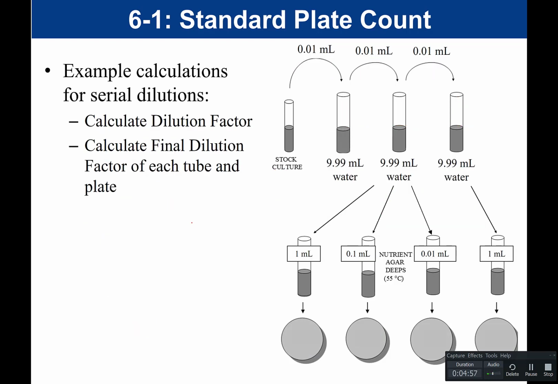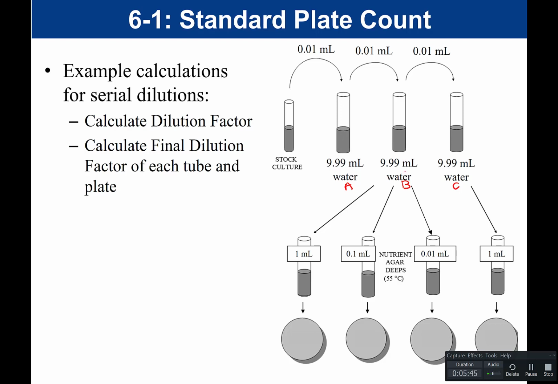So what I want you to do is I'm giving you a different example for a serial dilution. And before the Zoom meeting, I want you to look at this diagram and calculate the dilution factor, meaning how much we are diluting in our serial dilution. I want you to calculate your final dilution factor of each tube. So let's say we call this tube A, tube B, and tube C. I want you to tell me what your final dilution factor is in tubes A, B, and C. And then also, what is the final dilution factor for each plate?